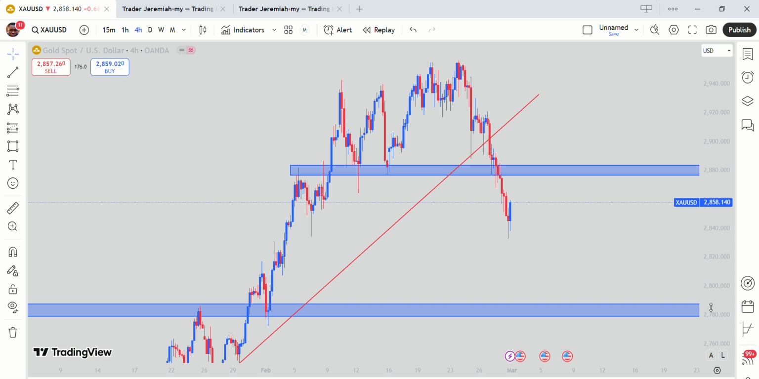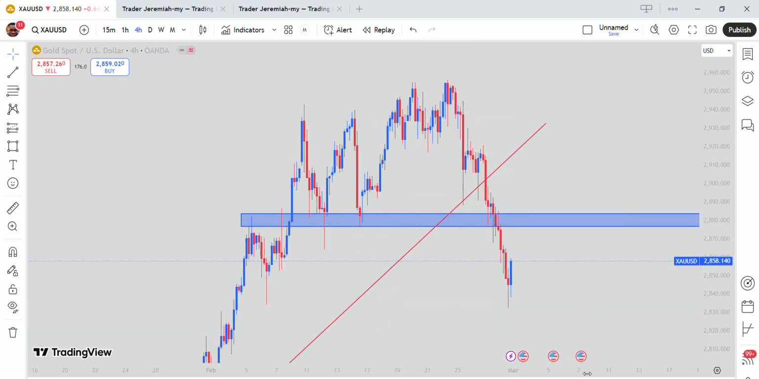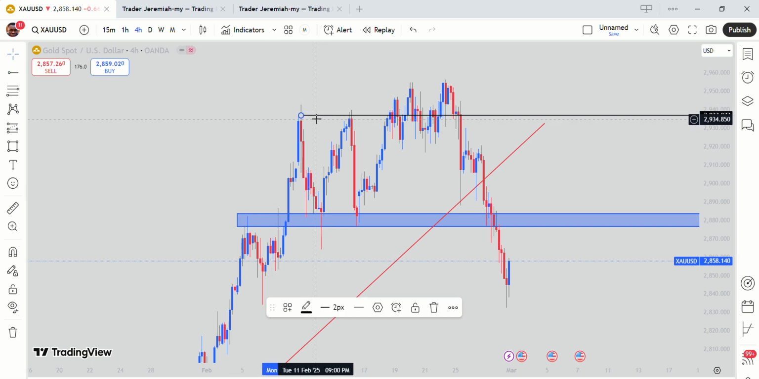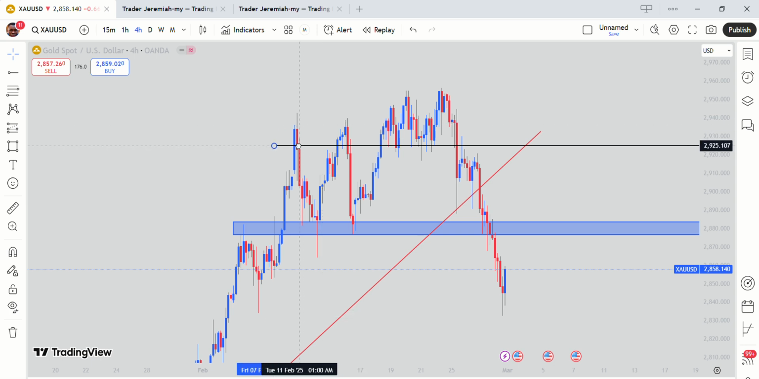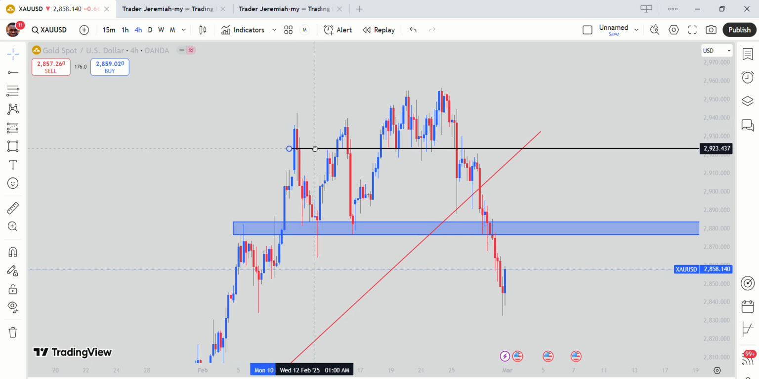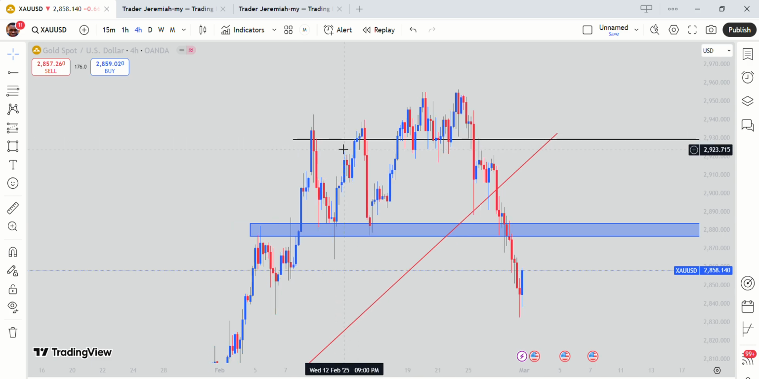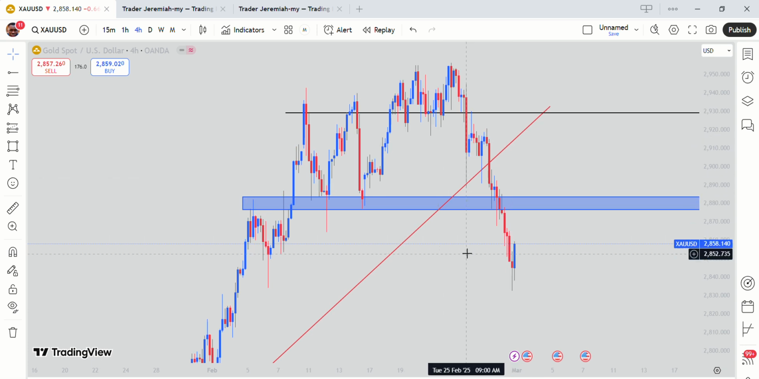So gold has formed a reversal pattern, a head and shoulders pattern, at this region. So this was the left shoulder, this was the head, and this was the right shoulder. For the chart pattern to be valid, price needs to break below the neckline. So this was the neckline of this head and shoulders pattern, and price has broken out of it.